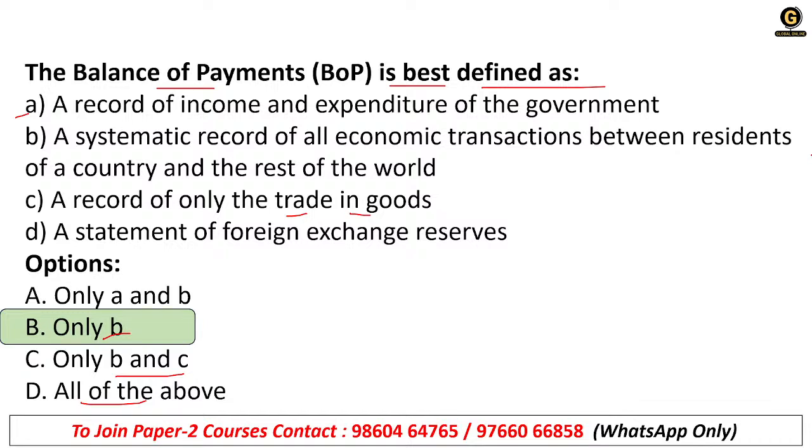It is a term where foreign currencies, gold reserves, we have SDRs, we have reserve positions, right? All those things will be included in the statement of foreign exchange reserves, right? So BOP is the transactions which are recorded, the economic transactions between the residents of a country and the rest of the world.